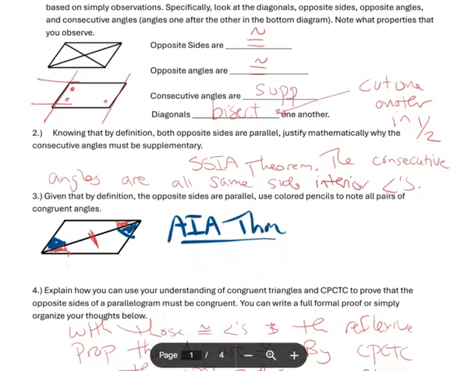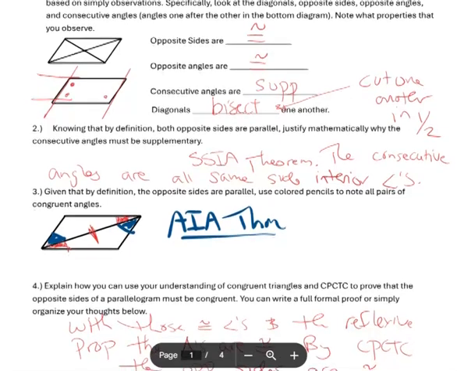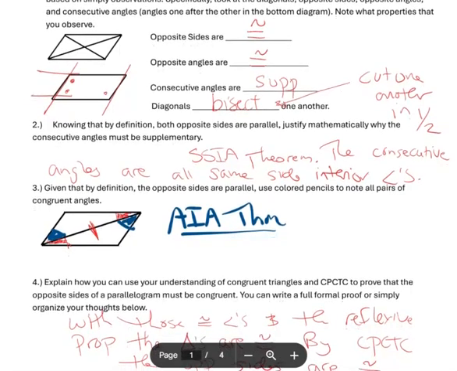The next one says, given that by definition the opposite sides are parallel, use colored pencils to note the pairs of congruent angles. So it's going to be the alternate interior angles that should be congruent. So you have the blue and the blue, and the red and the red.